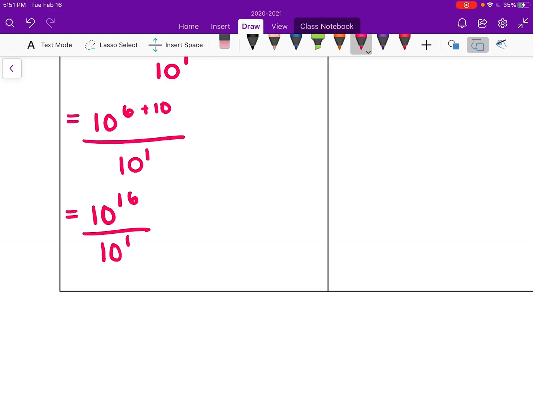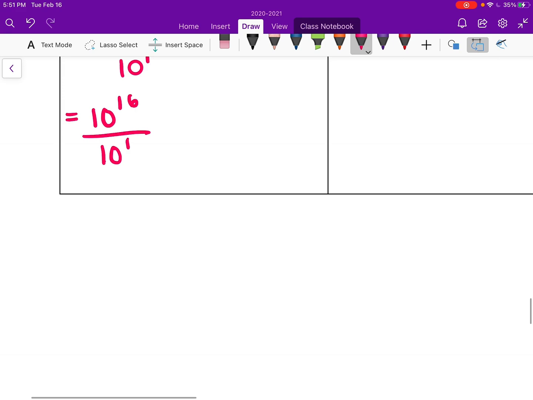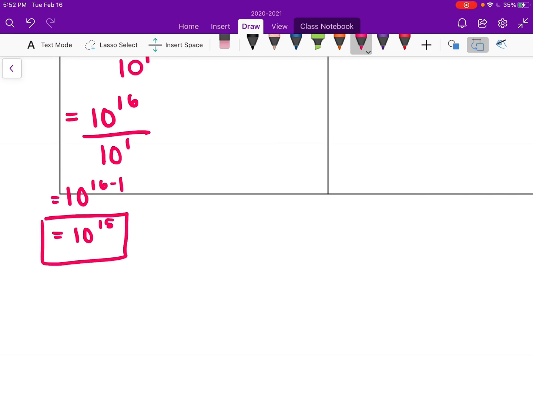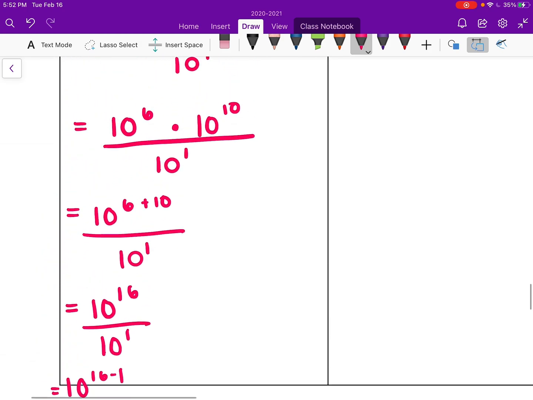And when you're dividing, you're just going to subtract those two from each other. So you're going to do 16 minus 1. So I'm left with 10 to the power of 16 minus 1, which is equal to 10 to the power of 15. Right, so far, so good.